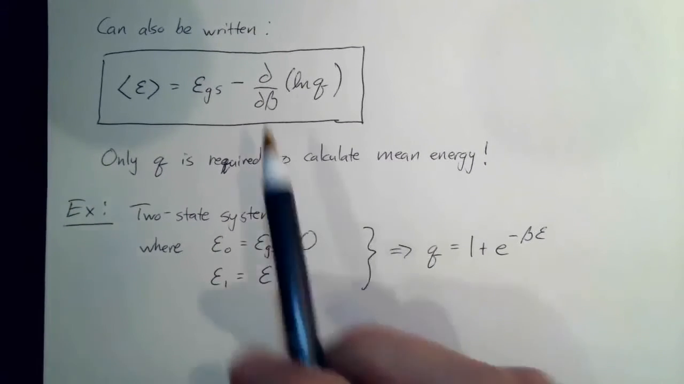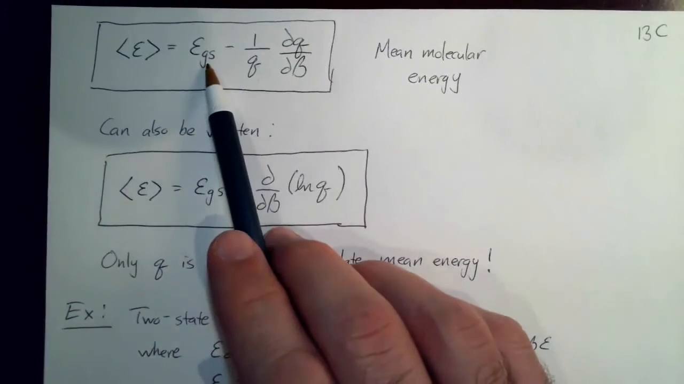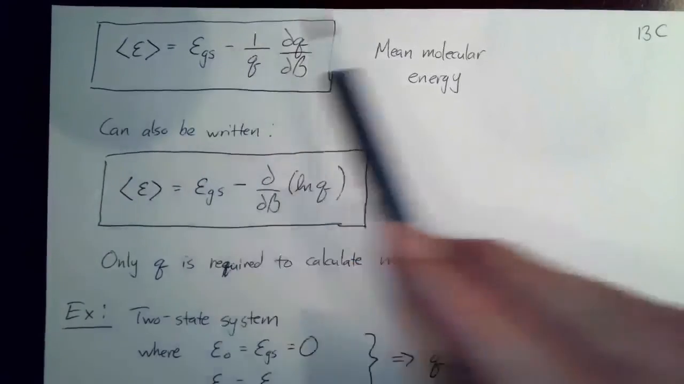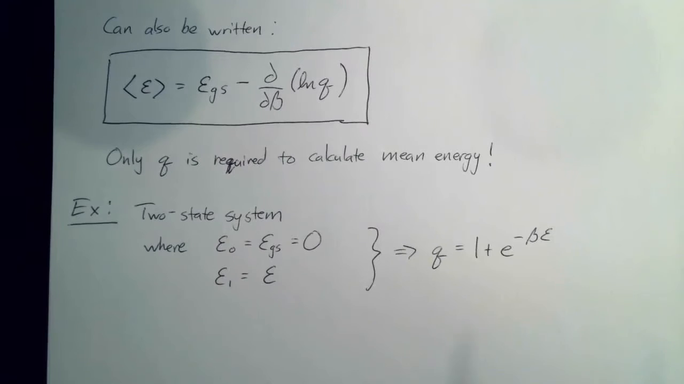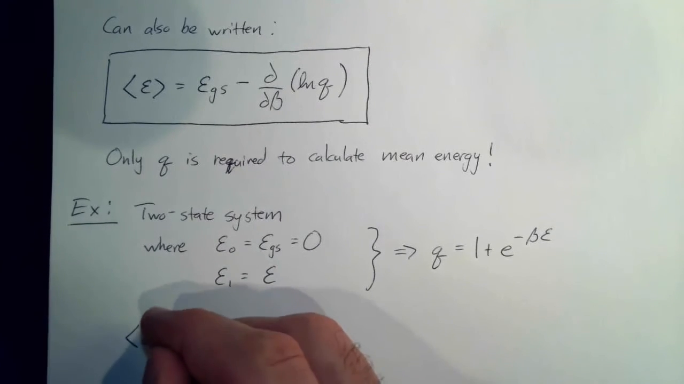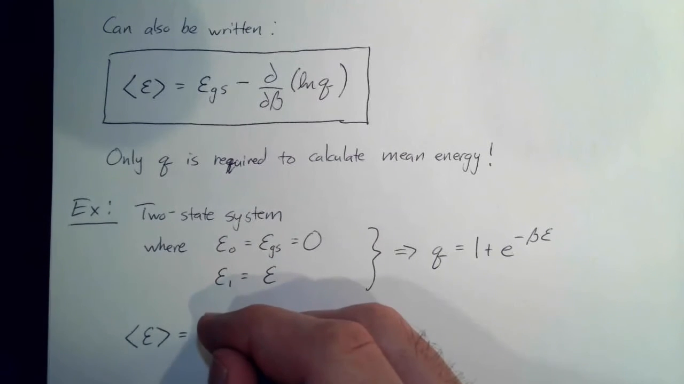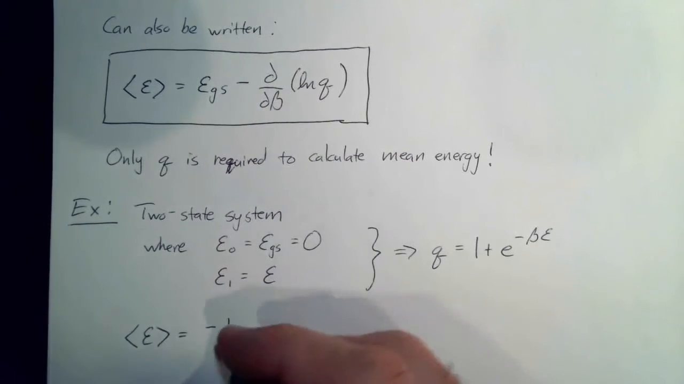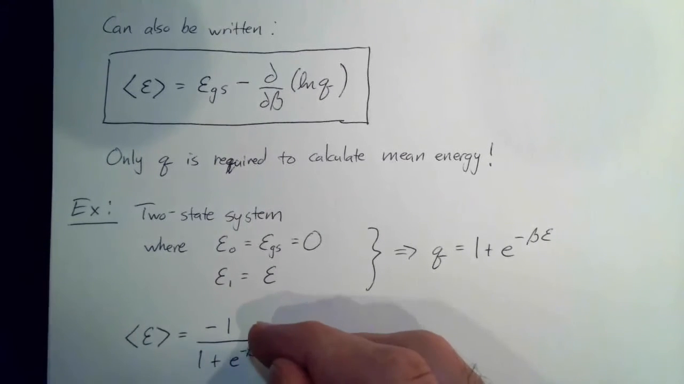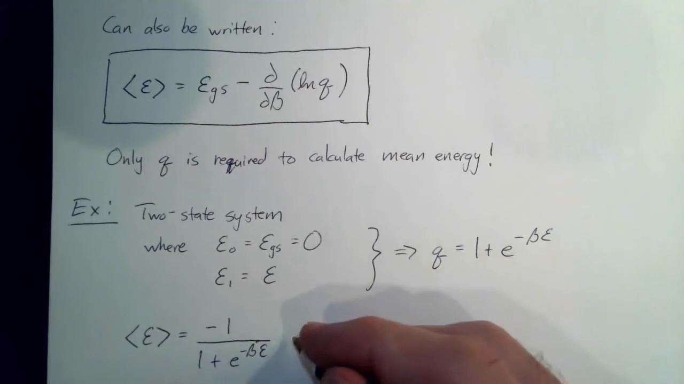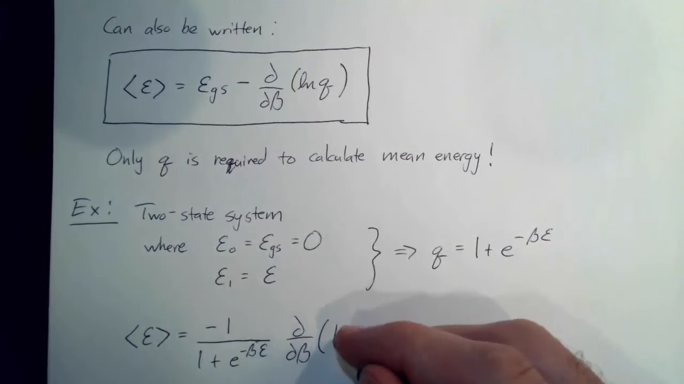All right, the ground state energy is 0 up here. So actually, I'm going to go ahead and use this form. The ground state energy is 0. So now I can plug in Q here and get a formula for the average energy. So let's do that. So now the average energy is the ground state energy, which is 0, minus 1 over Q. Here's my Q. Times the derivative with respect to beta of Q, which is, again, this.